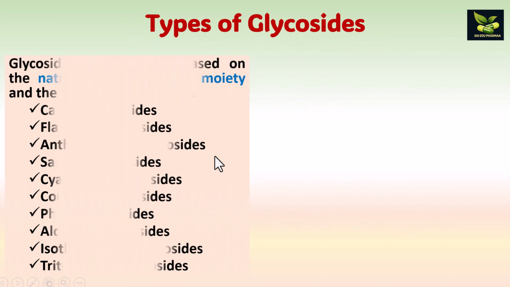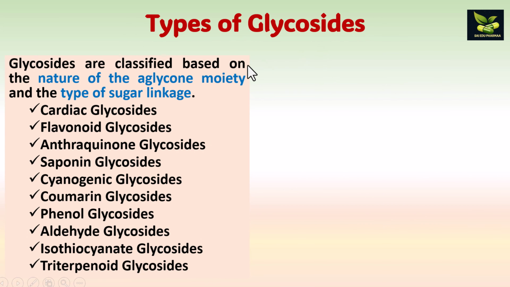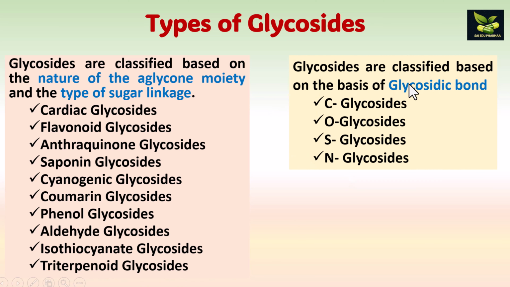Now we are going to see what are the various types of glycosides. They can be classified on the basis of nature of aglycon moiety and the type of sugar linkage. And the various types are like cardiac glycosides, flavonoid glycosides, anthraquinones, saponins, cyanogenic glycosides, coumarin glycosides, phenol glycosides, aldehyde glycosides, isothiocyanate glycosides, and triterpenoid glycosides. Then they are also classified on the basis of glycosidic bond like C, O, S and N glycosides.